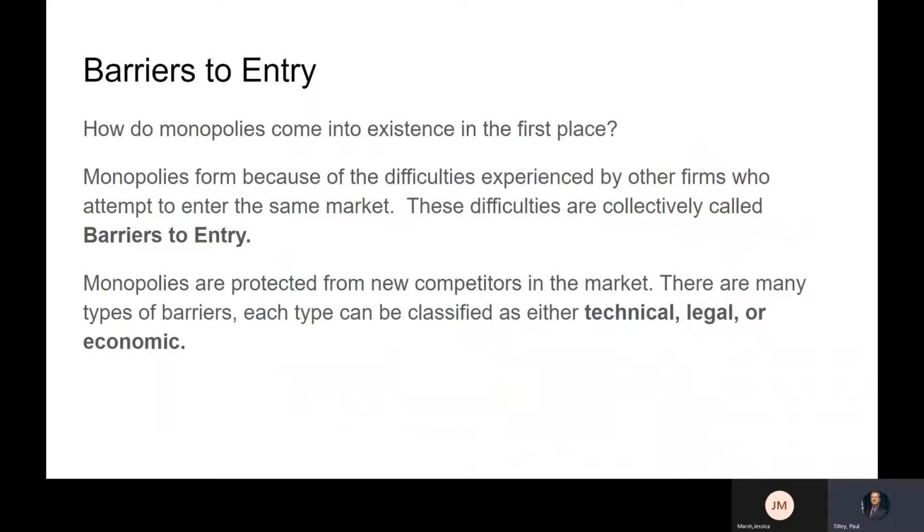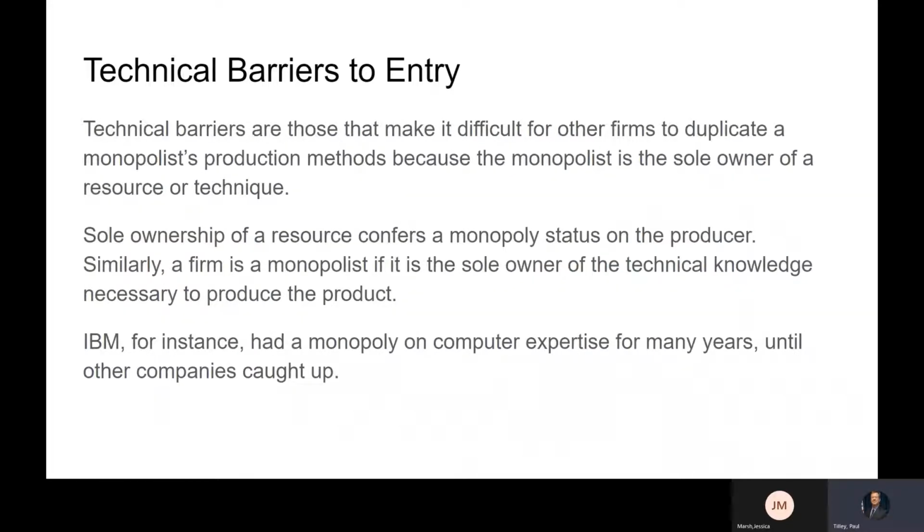From a technical point of view, a technical barrier to entry makes it difficult for other firms to duplicate the monopolist's production methods, because the monopolist is really the sole owner of the resource or the particular technique. Sole ownership of the resource confers monopoly status on the producer. Similarly, a firm is a monopolist if it's the sole owner of the technology. So if it's the only company, IBM, for example, computers, Xerox and xerography, photocopies, those companies had a monopoly on that because they were the only companies with the technology in the very early years, and they were the only ones who could produce it. So they basically had a monopoly, and that was what's called a technical barrier.